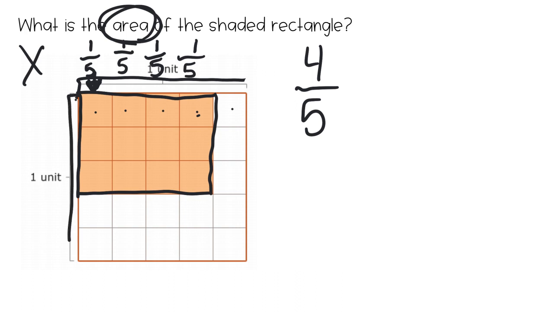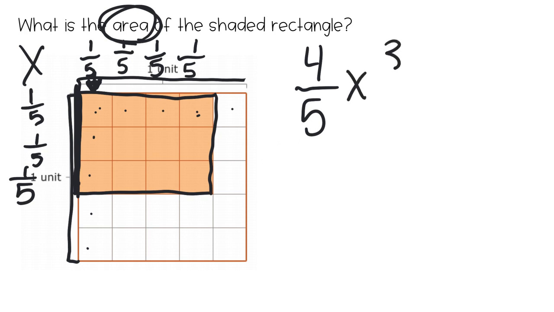For this unit over here, I have one unit that's split up. 1, 2, 3, 4, 5 pieces, 5 equal pieces. So each of these are 1/5. Now how many 1/5s do we have this way? We have 1, 2, 3, so 3/5. Now we're going to multiply these together to figure out our area.